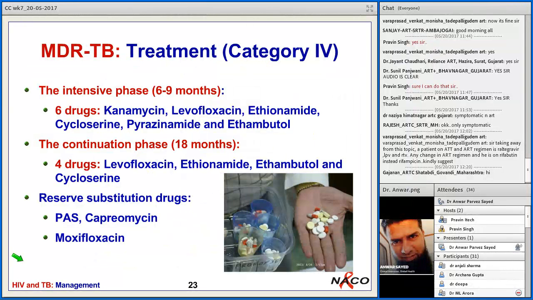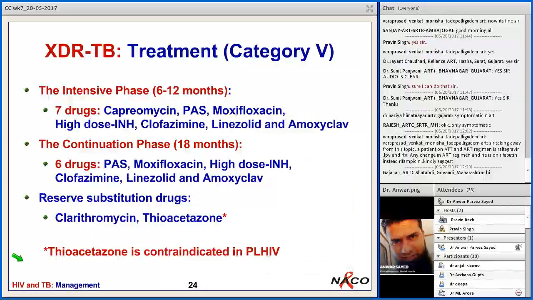For MDR-TB, treatment will be longer, that is a 6 to 9 month intensive phase, which includes injectable kanamycin, levofloxacin, fluoroquinolone, and ethionamide, cycloserine, and pyrazinamide; ethambutol is also part of this intensive phase. In the continuation phase, we give levofloxacin, ethionamide, ethambutol, and cycloserine. There are other reserve drugs like PAS and capreomycin, moxifloxacin, and others. In XDR-TB, again capreomycin, PAS, moxifloxacin are the reserve drugs which are used.